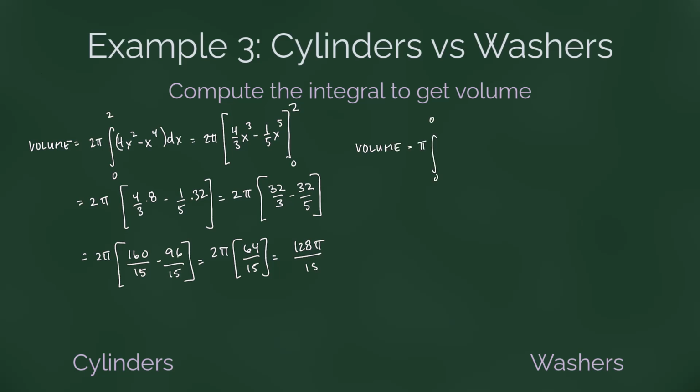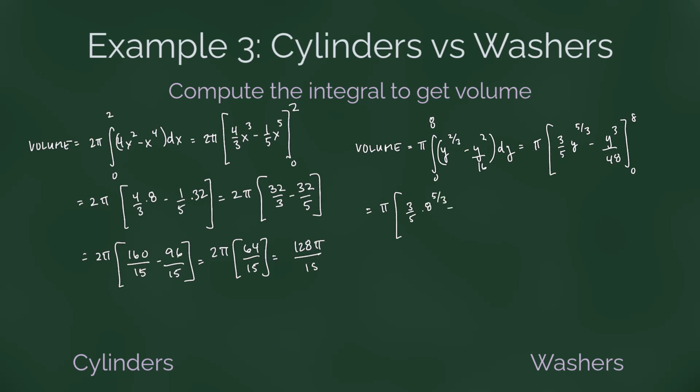Our volume for the washer method was pi times the integral from 0 to 8 of y to the 2/3 minus y squared over 16 dy. Taking antiderivatives there, we get pi times 3/5 y to the 5/3 minus y cubed over 48, evaluating that from 0 to 8. Plugging in 8, we get pi times 3/5 times 8 to the 5/3 minus 8 cubed over 48. Plugging in 0, again, both terms drop out.